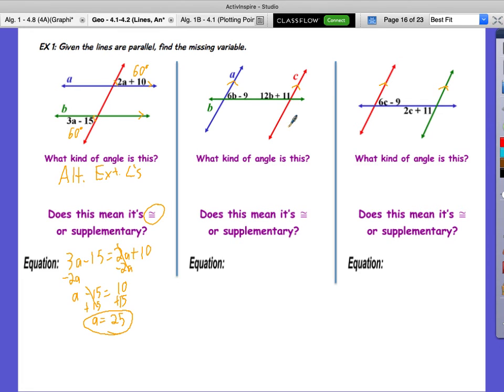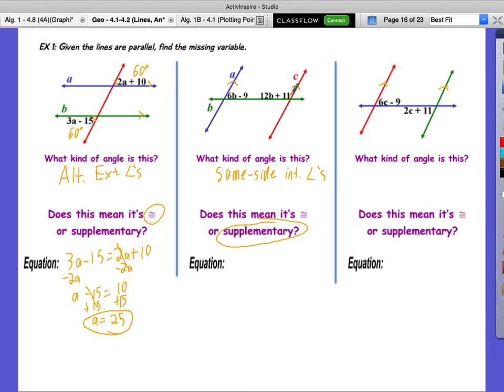What kind of angle is this? So I was asking, these two angles here. Same side interior. They're on the same side of the transversal, and they're both interior. So they're same side interior angles. When those lines are parallel, are those same side interior angles congruent or supplementary? That's our big fact. So supplementary.